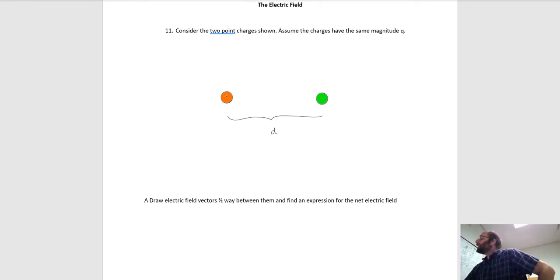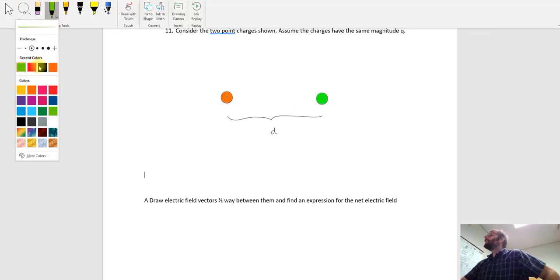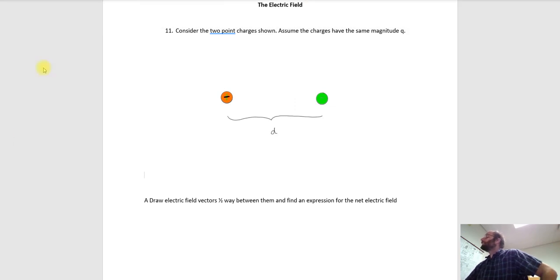So pictures may be a little hard to read, but this is a positively charged particle. Oh, I don't like that green on orange. There we go. A positively charged particle and negatively charged particle both have a magnitude of Q, value not important.